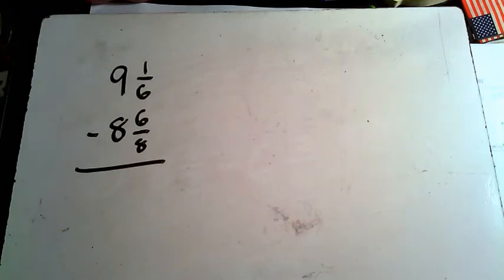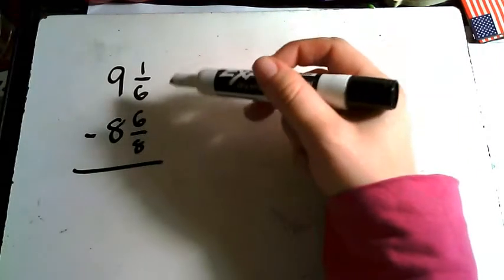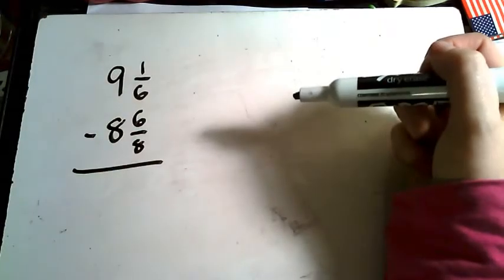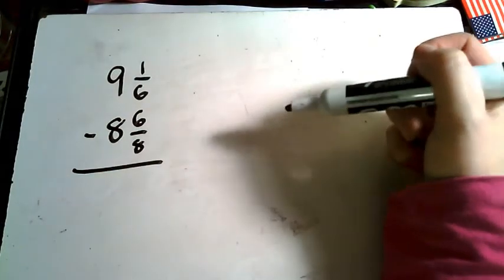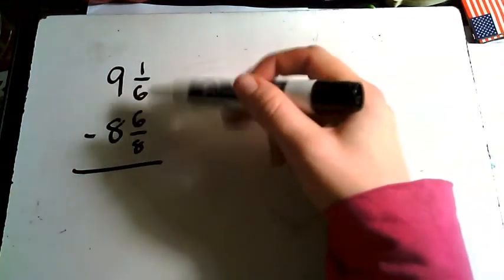Alright friends, so this is going to be a quick video to review what we learned in class today. Remember, we talked about subtracting mixed numbers with regrouping when these mixed numbers have unlike denominators. So we can look at our problem, 9 and 1/6 minus 8 and 6/8. And right away we notice that the denominators are not the same.